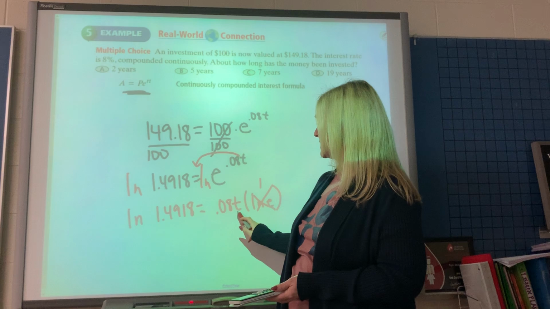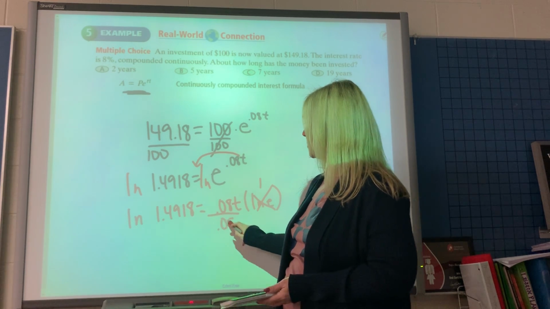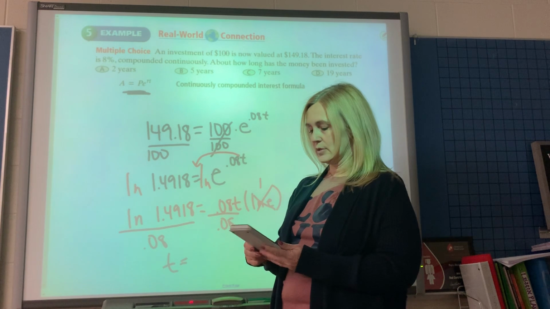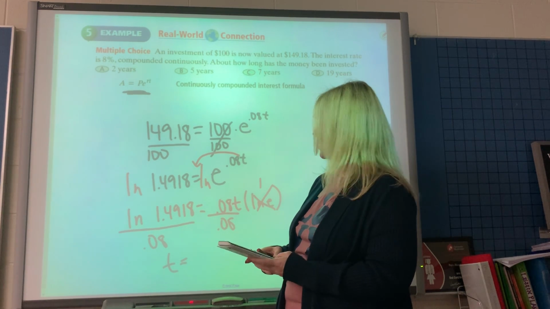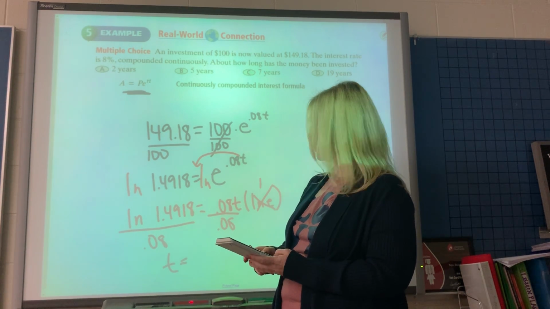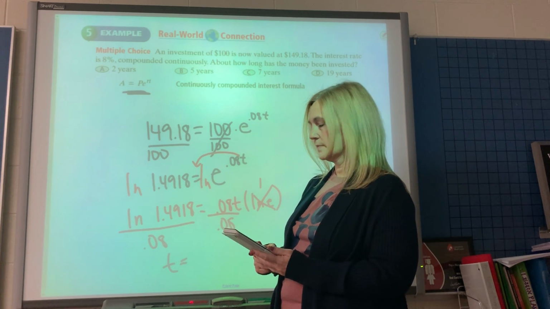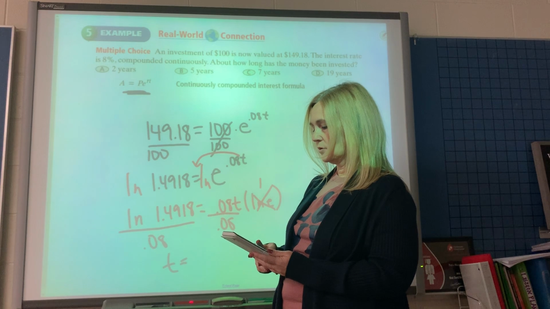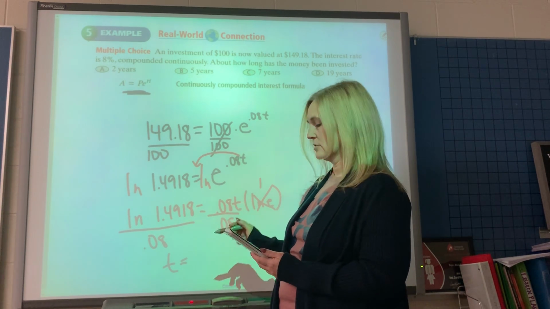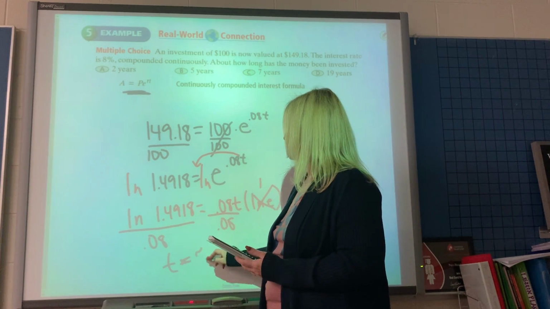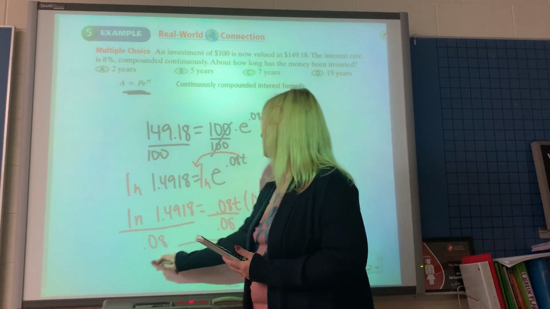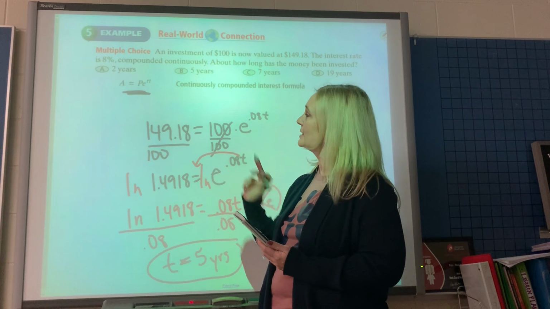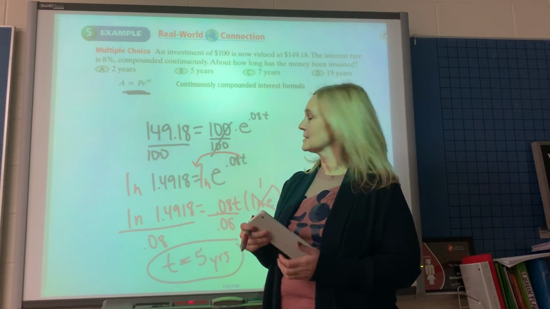So to solve for this t, you're just going to divide by 0.08. So time is equal to ln of 1.4918 divided by 0.08, and you get 4.9997. So we're going to say it's about 5 years. If you put $100 in the bank and you leave it there for 5 years at 8% interest, you'll end up with $149.18.